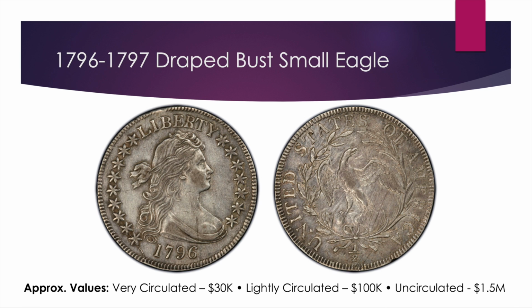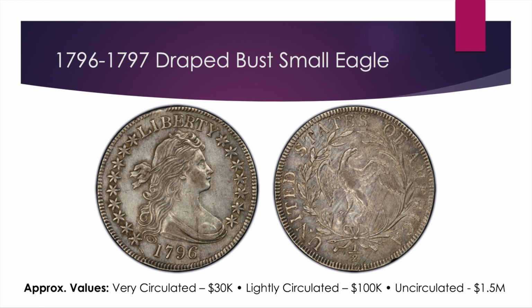The Draped Bust small eagle was the next design that we saw from 1796 to 1797, and the obverse has Miss Liberty this time facing right with the drapery over her neckline. That's why it's called Draped Bust, and the denomination shifts to the back of the coin. It says 1/2. In terms of the redesign there, it's significantly different. The eagle is just a different one than it was before, a different positioning and everything.